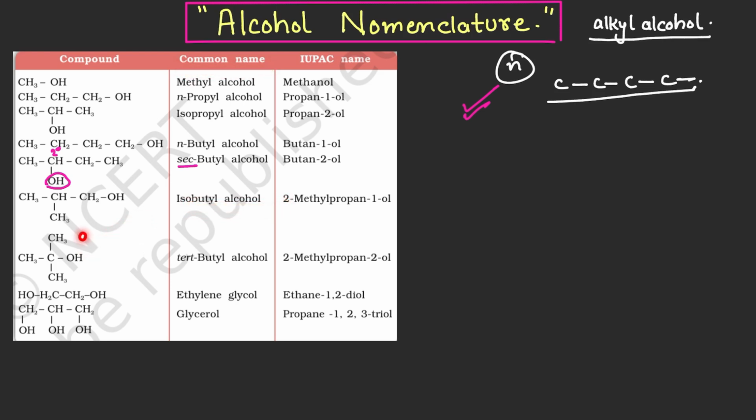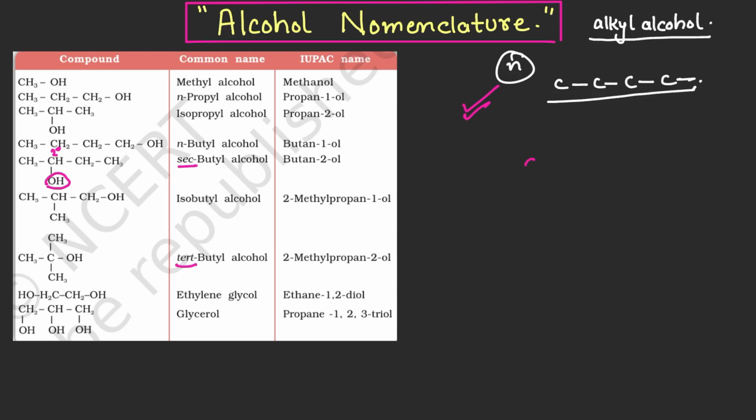So another compound is this one. Talking about the common name, 1, 2, 3, 4 carbons are there, so we will write butyl alcohol over here. So this is the butyl alcohol. And what is the role of this tertiary? This is your tertiary written over here. What is the role of this?